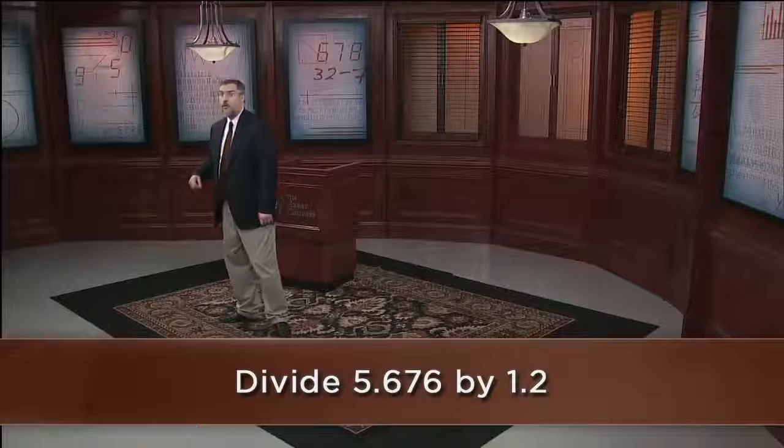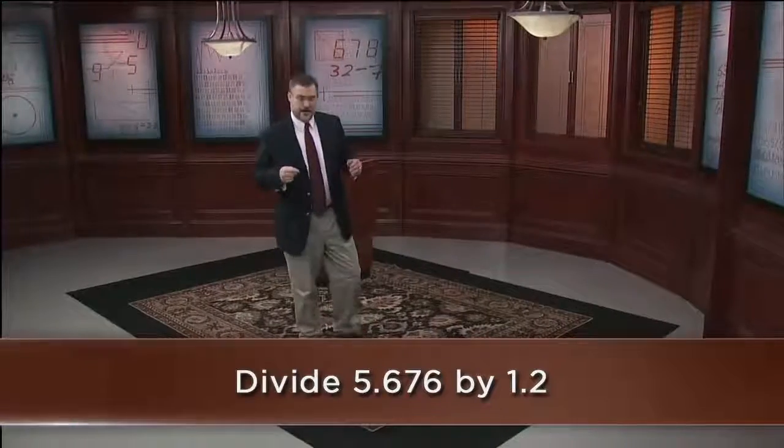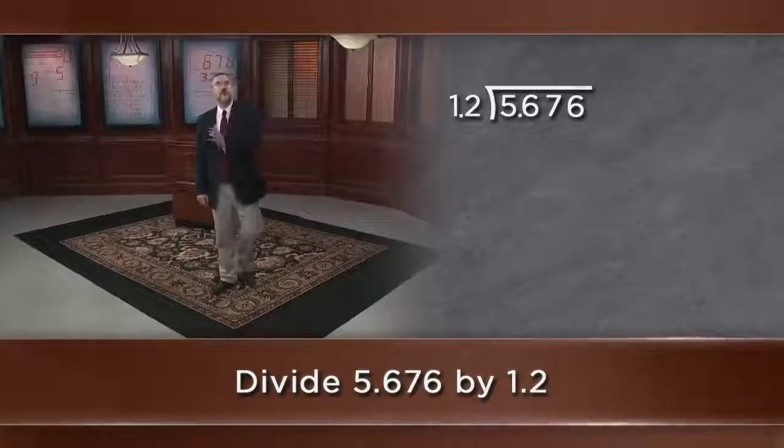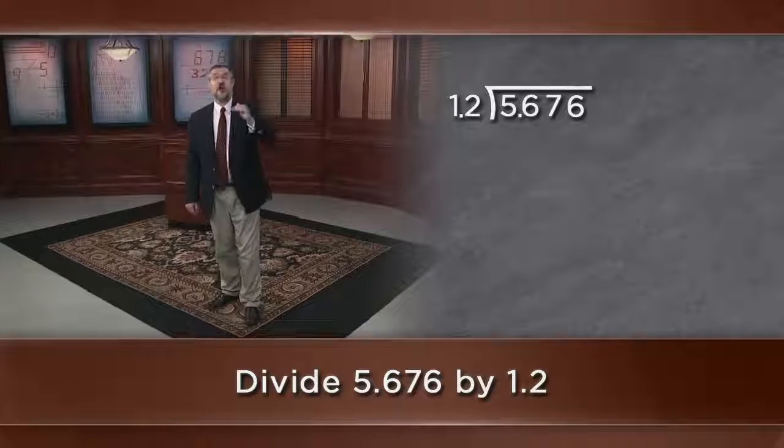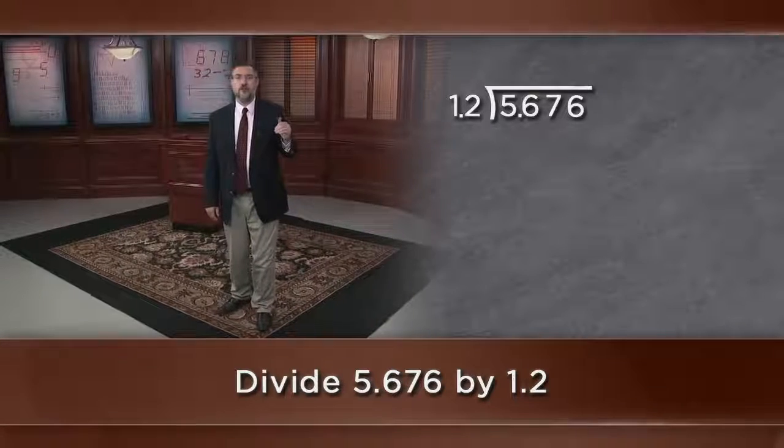Now, let's look at another example, this time where the divisor itself is also a decimal number. It's very important that we see this kind of example. Here's the example. I want us to divide 5.676 by the number 1.2. Okay, we're going to start as usual by drawing up the problem with the 1.2 on the left side of my parenthesis and the 5.676 underneath my horizontal line segment.